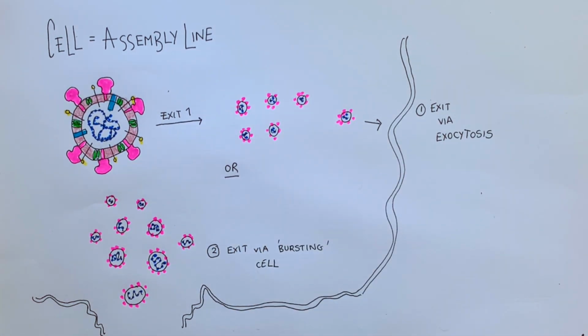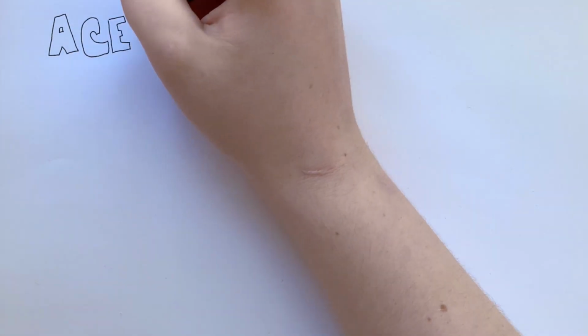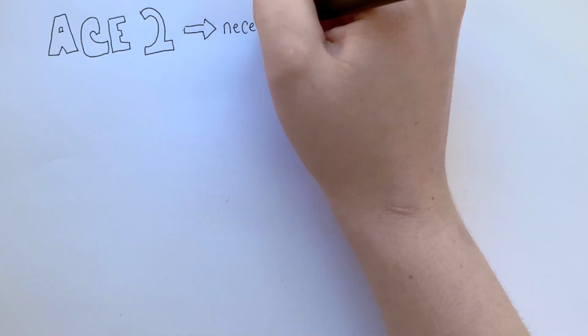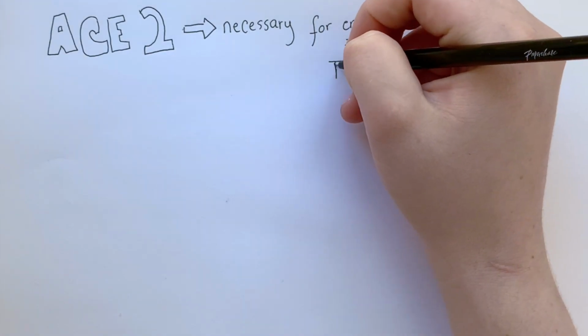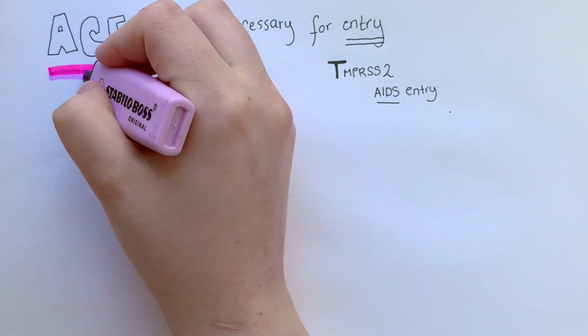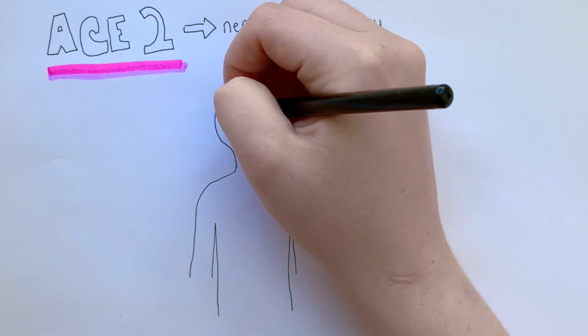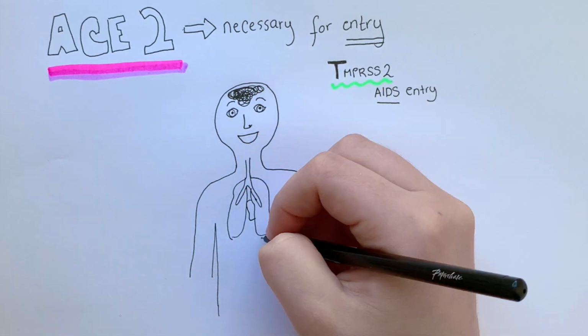So ACE2 is essential. It's necessary for the entry of SARS-CoV-2. They've shown that without ACE2, SARS-CoV-2 cannot actually enter any cell. And this other protease, it aids the entry and makes it easier to enter, but it's not always needed.